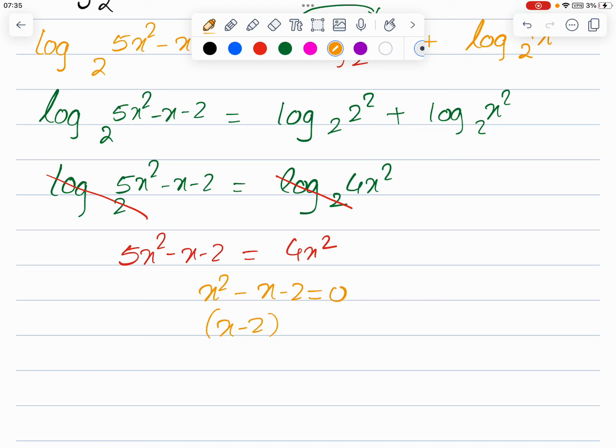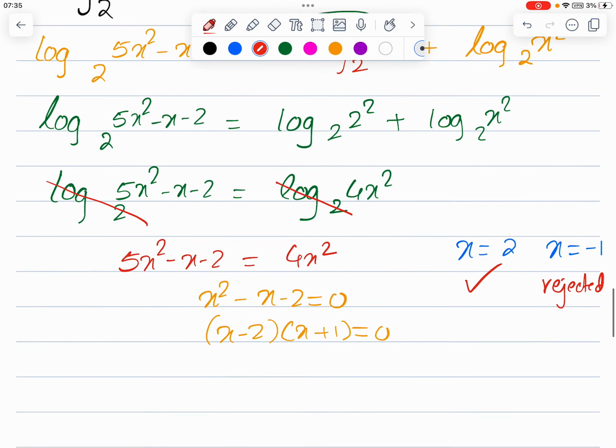(x − 2)(x + 1) equals 0. This gives me two answers: x equals 2, x equals −1. But x equals −1 is rejected because it cannot be negative. So therefore, x equals 2 is the only answer. That is question number 3.